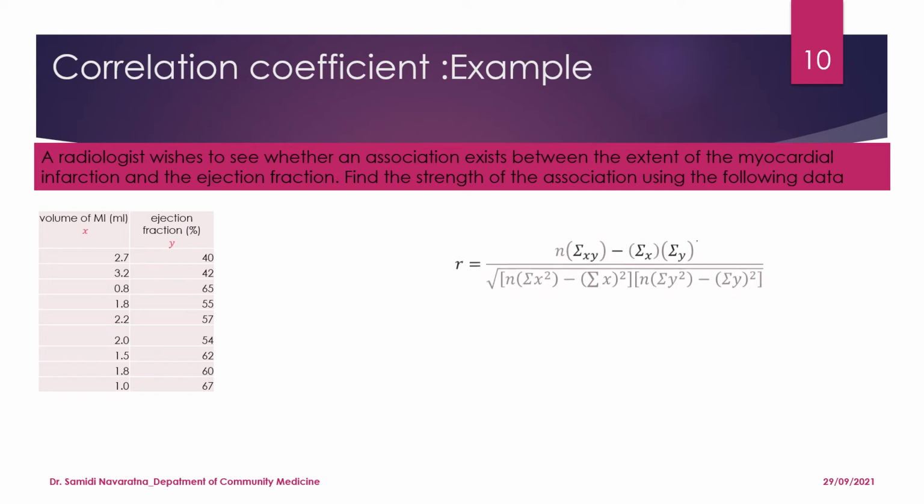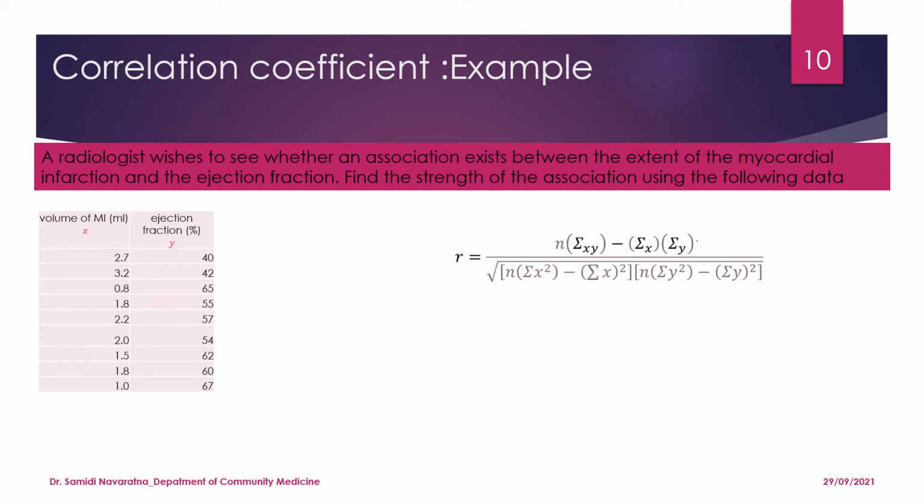So this is the equation we have learned, and we need some information for that. We need the sum of the product of x and y variables. Then we need the sum of the x variable, sum of the y variable, and we need the sum of the x squared, and then square of the sum of x, then sum of the y squared, and square of the sum of y. So let's do it step by step.